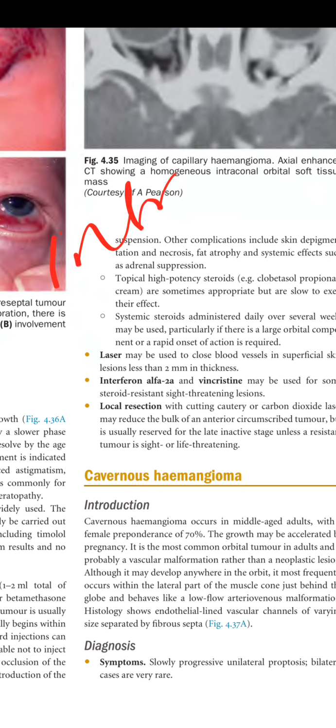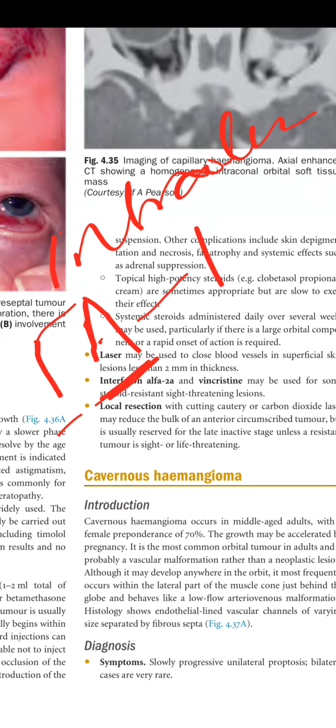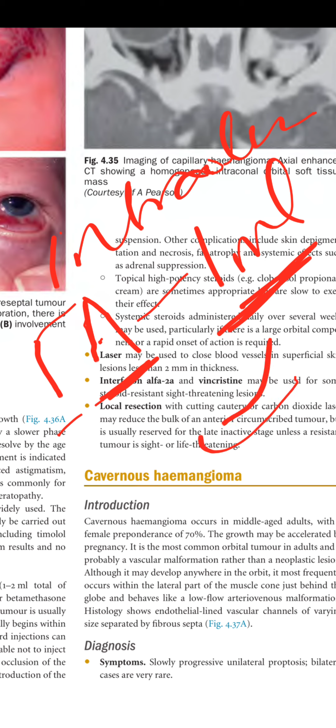Most common is an intralesional triamcinolone acetonide, and you give 1 ml of injection onto the lesion. You can also give betamethasone, but there are certain side effects.